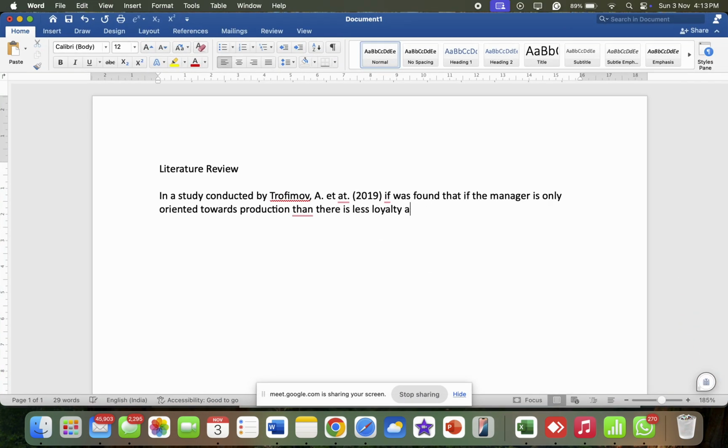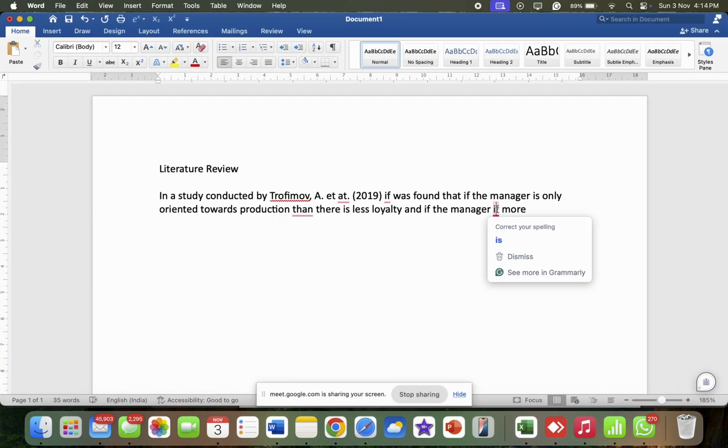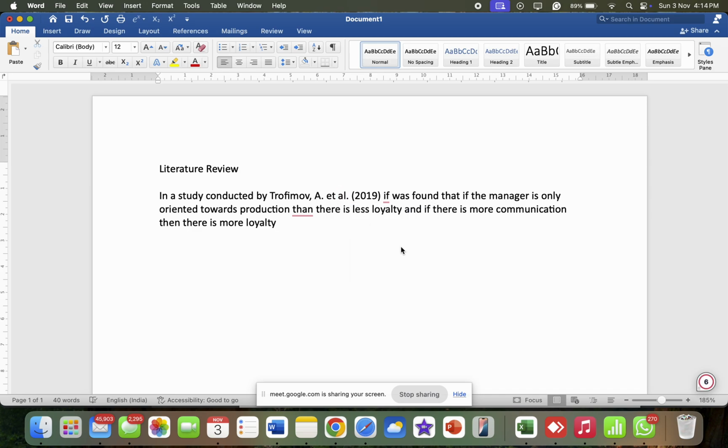Okay, less loyalty, and if the manager is, just a second, what was the second part? The higher level of development of communication. Okay, and if there is more communication, then there is more loyalty. Yes, sir. So this is how we will do it. Et al. It was found out that if the managers have only, so this is the first point that I have taken.